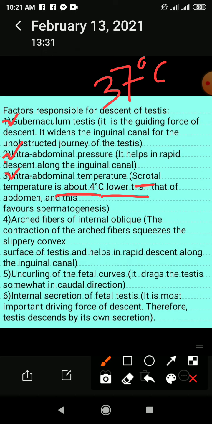So the testis descends. And there are the internal oblique muscles, some arch fibers of the internal oblique. They contract and squeeze the testis. There is also uncurling of the fetal curves, as well as some secretion from the testis itself. So these are the factors which cause descent of the testis.